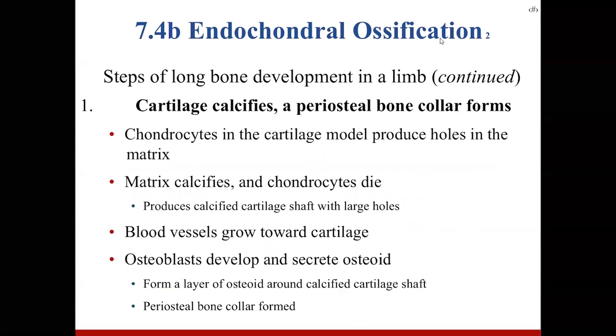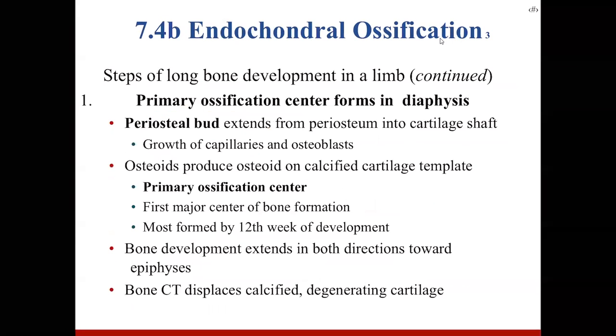The cartilage will then calcify, and as the cartilage calcifies, the chondrocytes die. So you start to have a framework for the bone to be formed. Then blood vessels grow towards the cartilage and we start to develop osteoblasts, the baby bone cells. Then we form a primary ossification center.